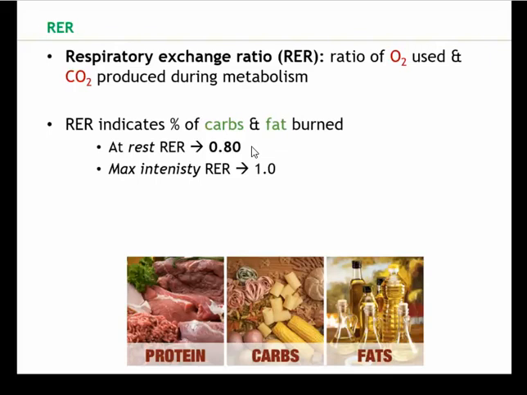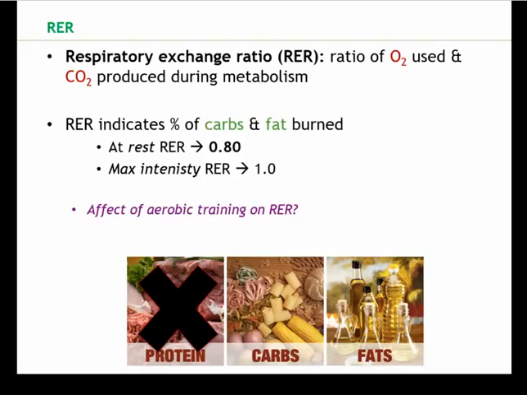And then at maximal intensity, RER is going to be 1. And we know this already. That just means 100% carbs are being used during that maximal intensity, so it gives us a ratio of 1. RER does not take into account protein. Protein is not calculated in this ratio because carbs and fats are going to be the primary energy source used during rest and exercise up to maximal.